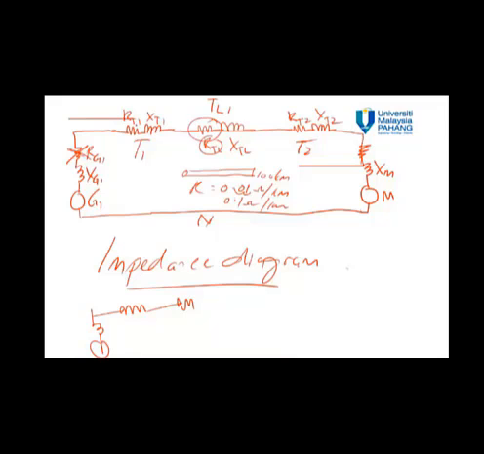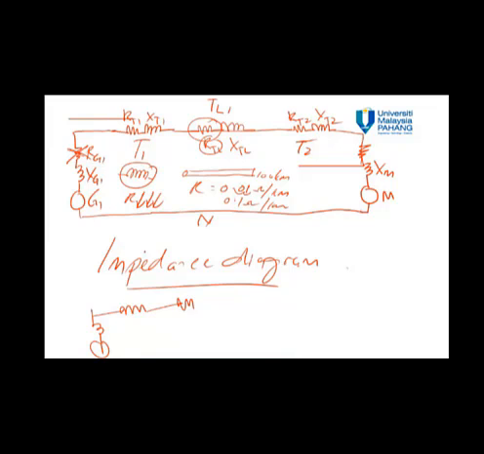But in the transformer, we have the winding, which is cable inside the transformer. This winding is not long enough, so we can ignore the resistance value because it is quite small.